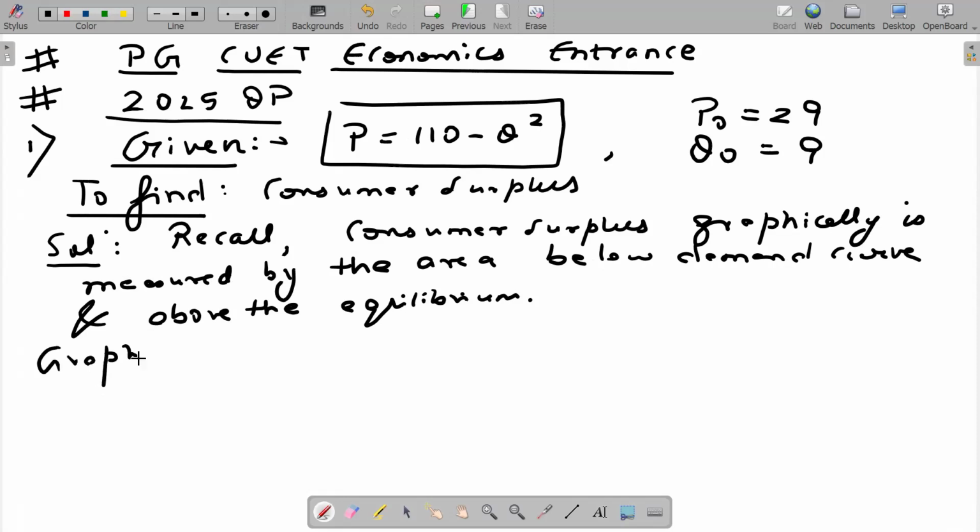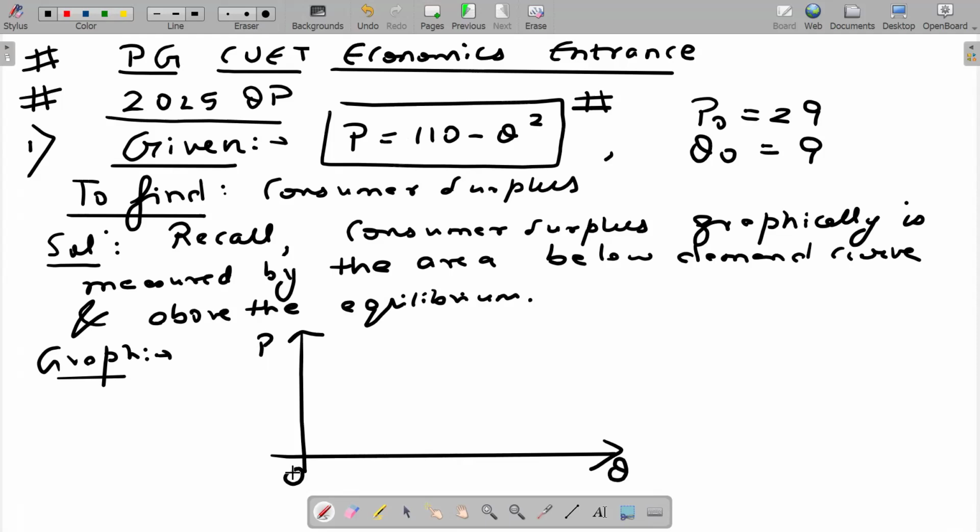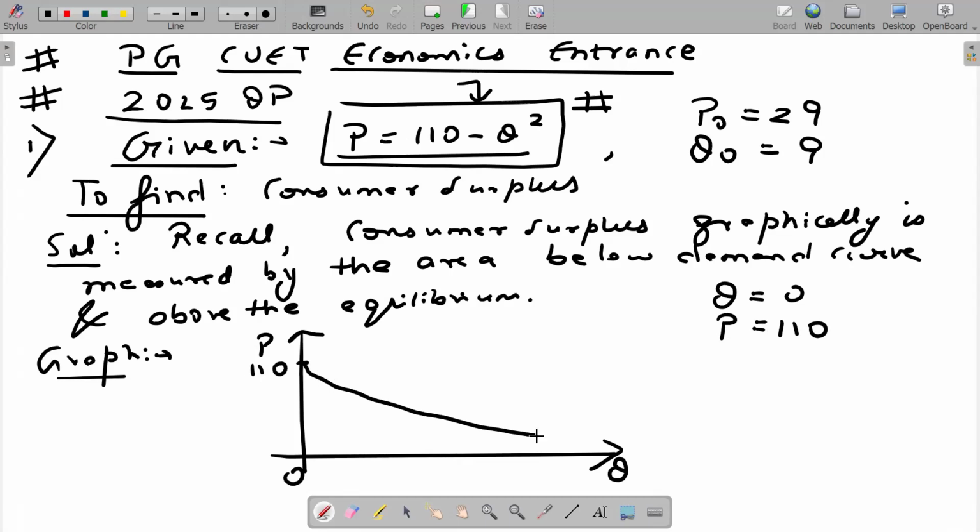If I draw a rough sketch of it, remember, it's not a linear, it's a quadratic demand function. We have price, we have quantity. If I put Q as 0, I get the price as 110. And it's going to be a demand function somewhat like this. Now, we are given that the equilibrium price is 29. That means that, let's say, this is 29 and this is 9.